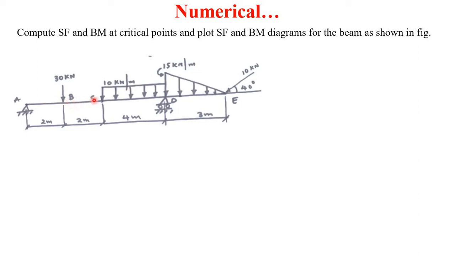Also, from C to D, a uniformly distributed load is given, whose intensity is 10 kilonewton per meter. UDL is given here from C to D. And from D to E, a uniformly varying load is given, whose intensity is 15 kilonewton per meter. Also, one inclined load of 10 kilonewton is given at point E, at an angle of 40 degrees.